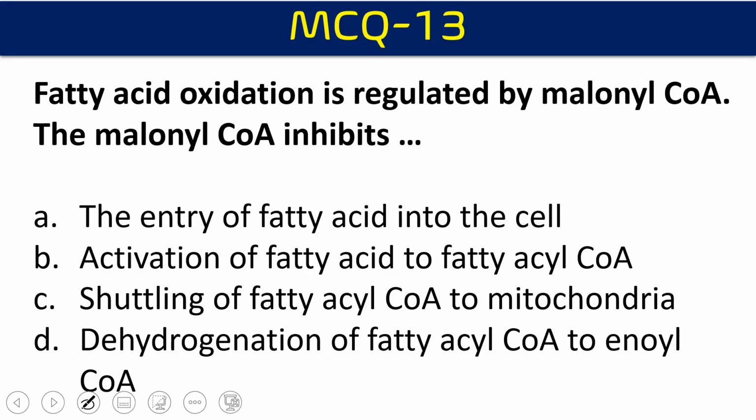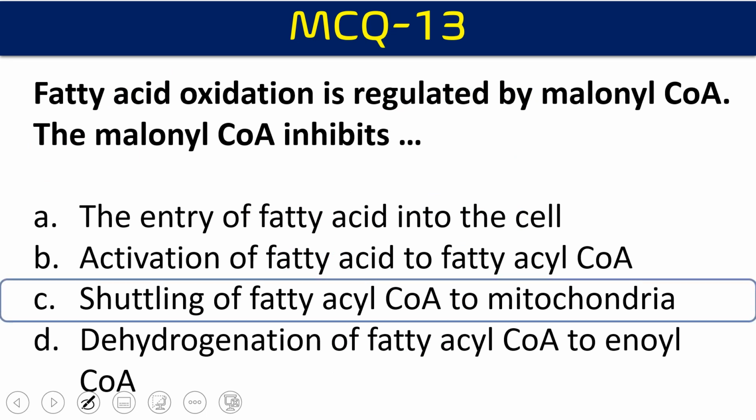Next question we are having: fatty acid oxidation is regulated by malonyl coenzyme A. The malonyl coenzyme A inhibits the entry of fatty acid into the cells, the activation of fatty acid to fatty acyl coenzyme A, shuttling of fatty acyl coenzyme A into the mitochondria, or dehydrogenation of fatty acyl coenzyme A to enoyl coenzyme A? The correct answer is shuttling of fatty acyl coenzyme A into mitochondria.